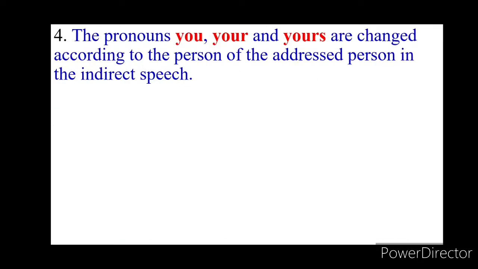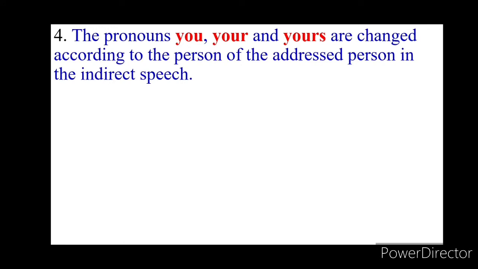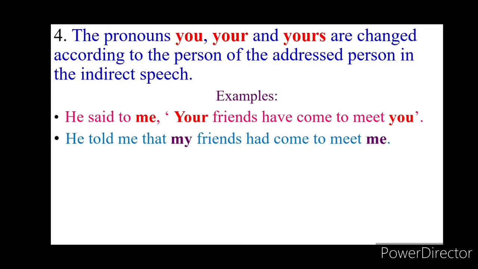The pronouns you, your, and yours are changed according to the person of the addressed person in the indirect speech. Let's understand them with some examples. He said to me, Your friends have come to meet you. In indirect speech, he told me that my friends had come to meet me. Here, me is there and thus my friends. Remember, in indirect speech, the pronouns change depending on the subject of the reporting verb.